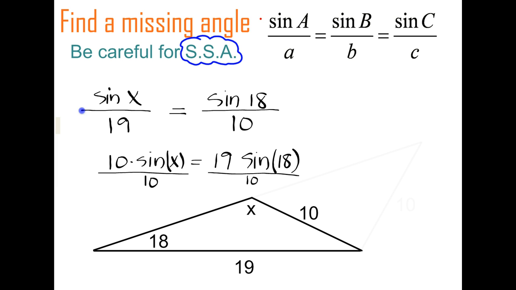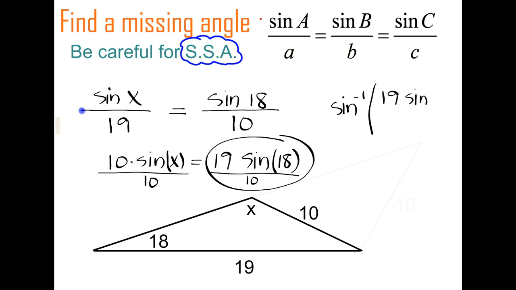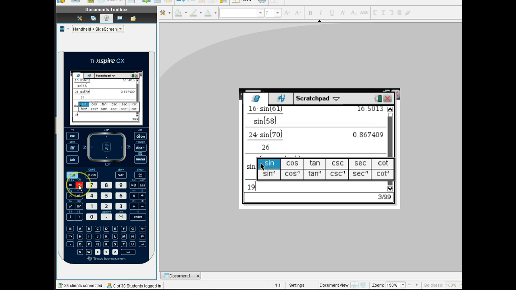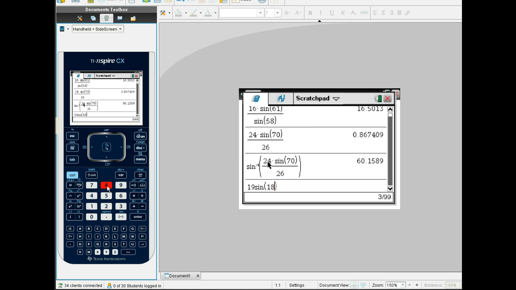And what we have there then is the inverse sine of all this stuff here. So the inverse sine of 19 sine of 18, all over 10, will give us that angle. So let's calculate that in the calculator and see what we get. The inverse sine of 19 sine 18, all of that divided by 10.